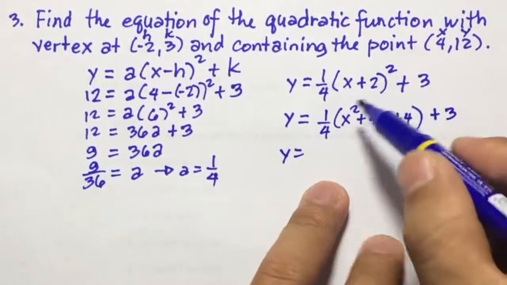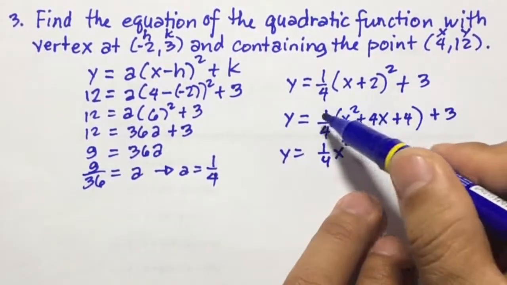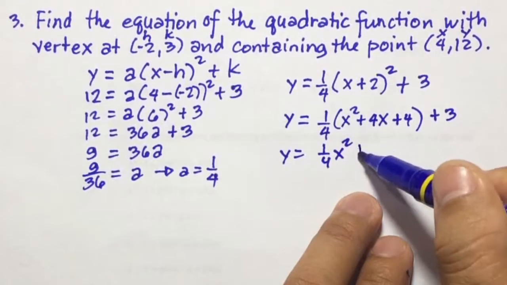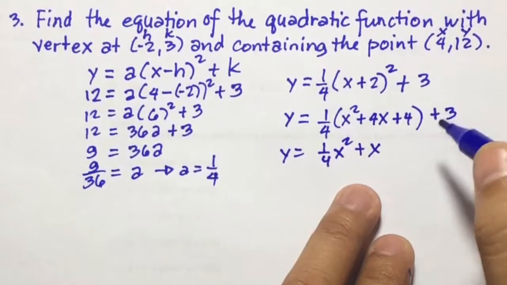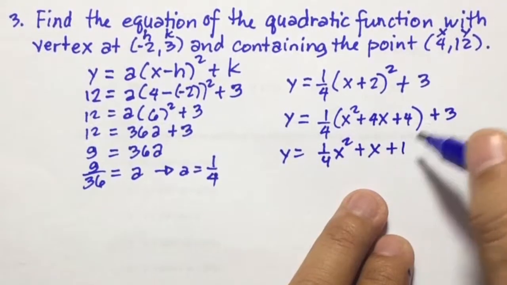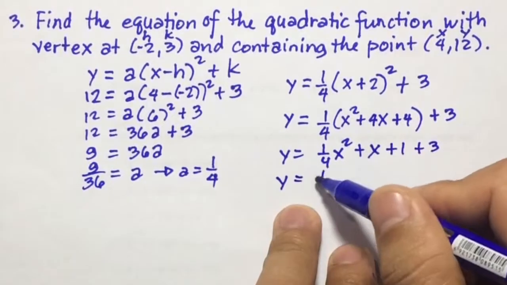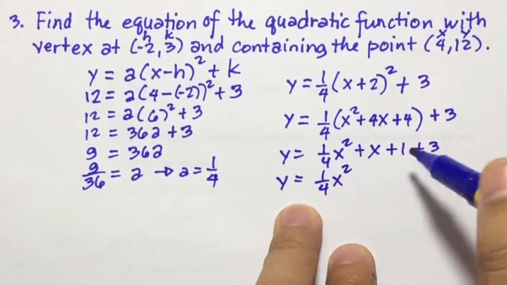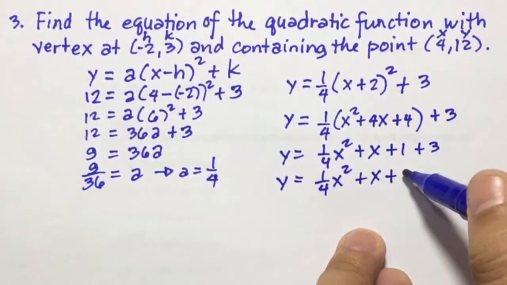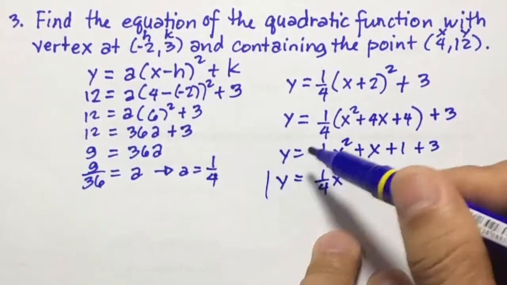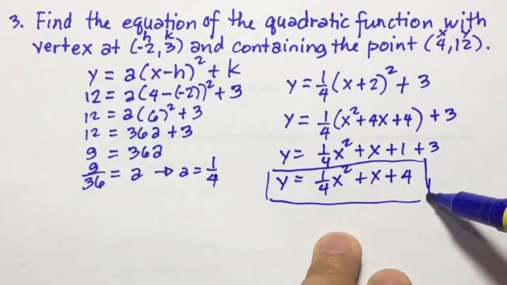Then multiplying, this is 1/4 x squared. Then 1/4 times 4x is x. Then 1/4 times 4 is 1. Plus 1, then plus 3. So y here will be equal to 1/4 x squared, then plus x, then 1 plus 3 is plus 4. So this is the desired quadratic equation.